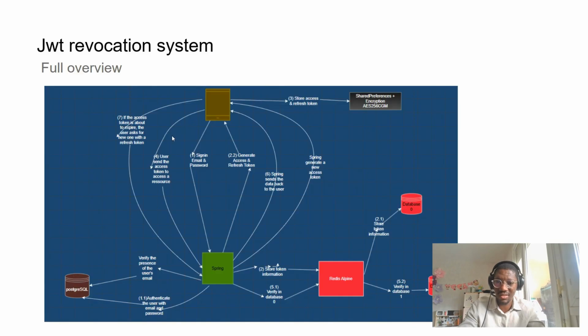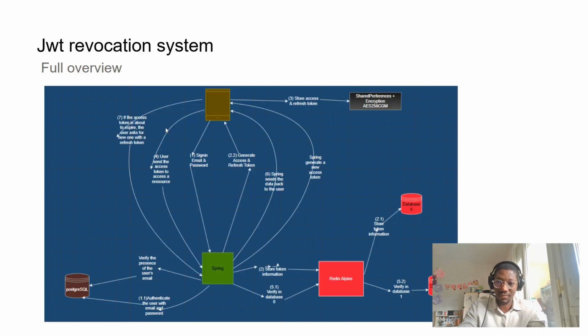The user now wants to access a resource. The user sends the access token. Spring again will verify the token, verify the signature, all the claims, verify also that the email of the user is present in the database. If all the verification process is okay, Spring again will send back the data to the user, and the user will be able to see the data. That's one step.